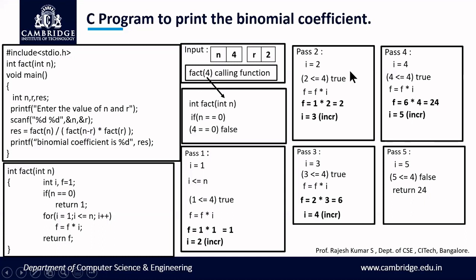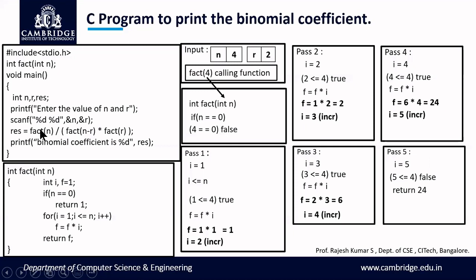Now you can observe here, in first pass we got 1, second pass we got 2, third pass we got 6, and fourth pass we got 24. That is, 1 into 2 we got 2, then 2 into 3 we got 6, then 6 into 4 we got 24. This is how we found the factorial of the numerator, that is fact of 4.